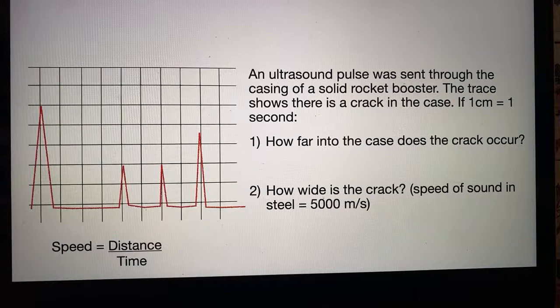All right, I'll show you what I've got for the first one. This is so embarrassing. I can't believe this is saved on YouTube forever. It's so embarrassing. An ultrasound pulse was sent into the case of a rocket booster.